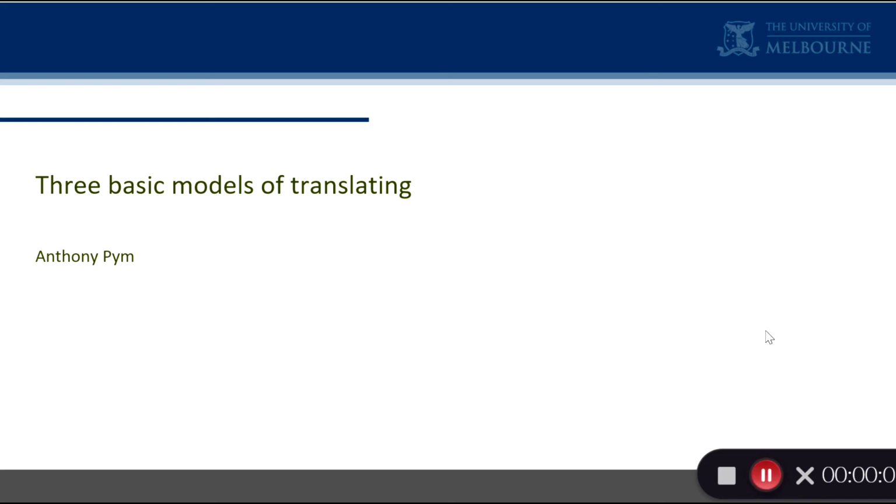When people start to learn about translation, the basic question is, how do I translate? And there's not really a simple answer to that question, which is why translation is worth studying. We can, however, present a few models, which are simplifications of what is inherently a very complex process.